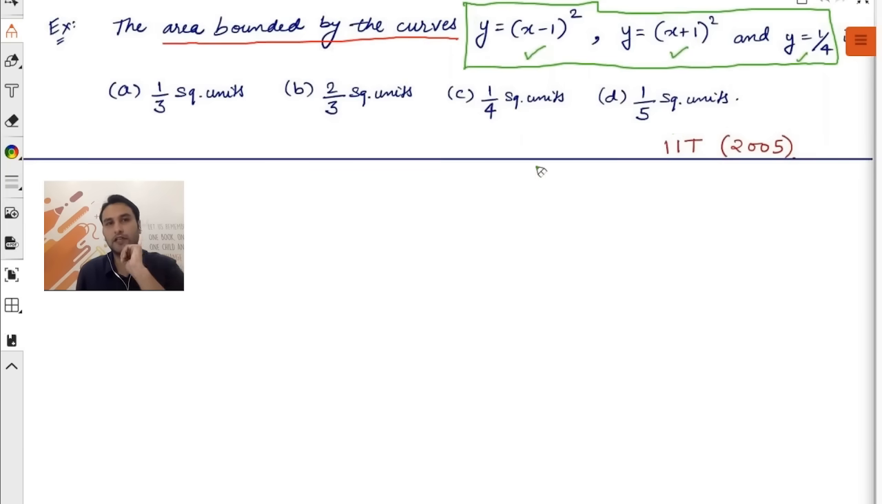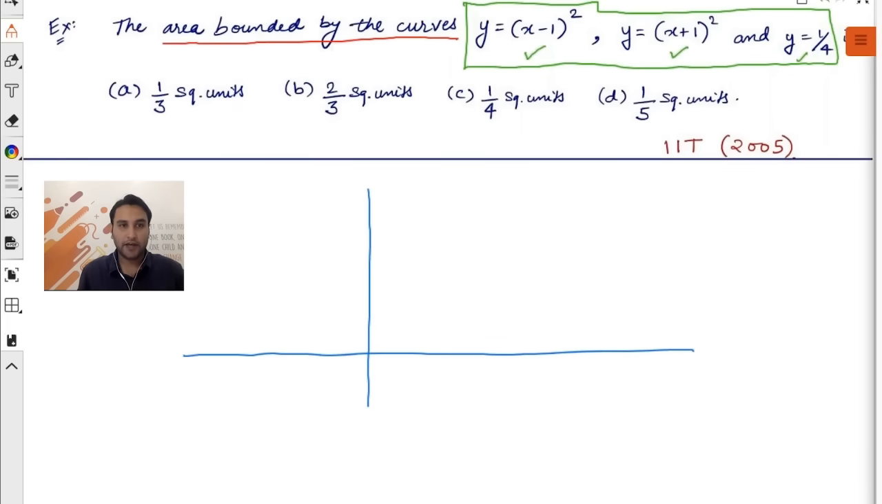Then I'll briefly explain what this question is about. But see how what we learned finds a direct application in an IIT problem. So how will we plot it? All of you know this. I know my base graph, which is y equal to x square. So y is equal to (x minus 1) whole square is like y equal to x square, but shifted towards right.